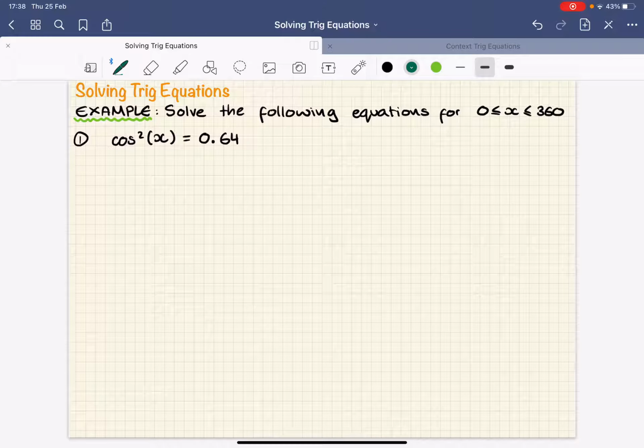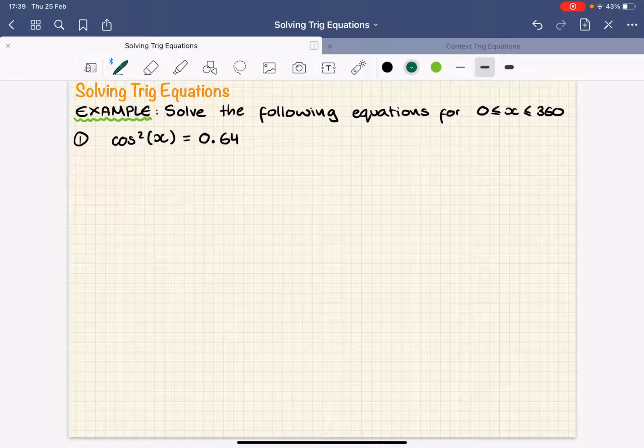Okay, so this is part 2 of solving equations. So I've just got 2 examples in this just to go over. So the idea is the same as before. Solve the following equations for 0 is less than or equal to x, which is less than or equal to 360 degrees. So question 1 here, I have cos squared x equals 0.64.